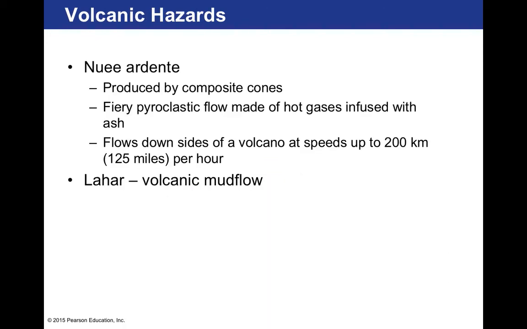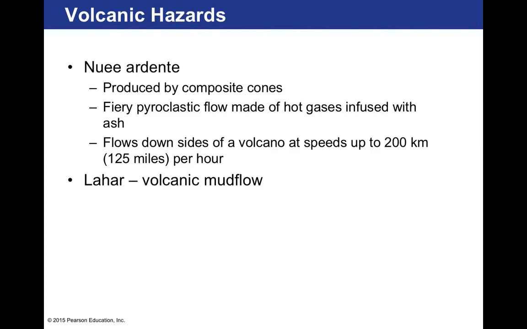So there's different volcanic hazards to worry about. So there's nuée ardente. These are produced by composite cones. This is fiery pyroclastic flow made of hot gases infused with ash. And these flow down the sides of a volcano at very fast speed, so sometimes at 125 miles per hour. These flows will come down on the side of the volcano, so you don't want to mess around with this.